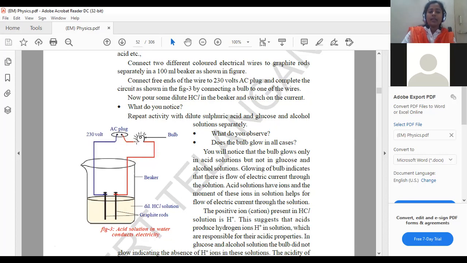So this is connected with a bulb. Whether it is able to generate current, whether it is able to pass current or not, can be identified by using this bulb. Whenever these two electrodes, these two electrical wires, are immersed into this HCl and connected to the external circuit, this bulb will glow. The bulb will be switched on. It will glow, right?